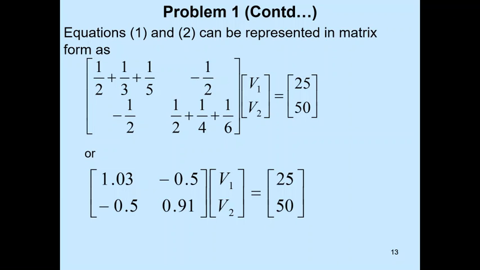So by adding all these we get the matrix in this form: 1.03, minus 0.5, minus 0.5, and 0.91, into the voltage matrix V1, V2, equal to 25, 50.